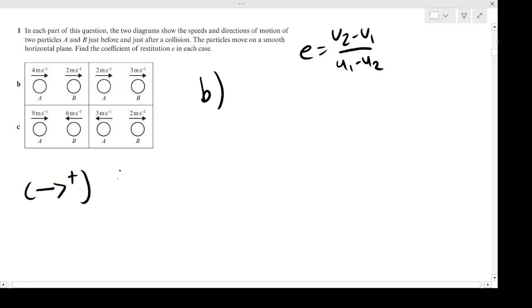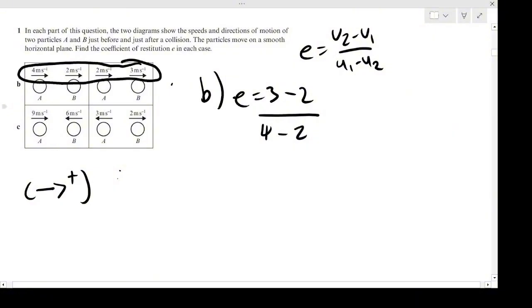Okay, so forwards is positive. So for part B, that's going to be V2, which is 3, take away V1, which is 2, over U1, which is 4, take away U2, which is 2. They're all in the positive direction. All the speeds here are going forwards, so they're all positive. So we simplify this and we get 1 over 2.